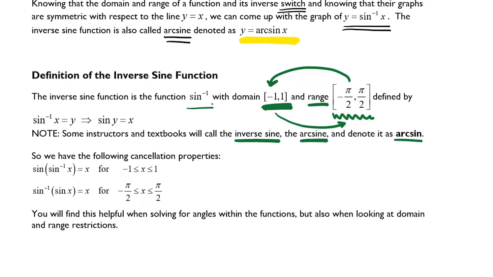Now let's look at the cancellation properties. We have sine of sine inverse of x equals x. Notice that when we looked at the sine inverse function, the domain is -1 to 1, and the range is -pi/2 to pi/2. In this case, we have sine on the outside, and the range for sine is -1 to 1. But when we have sine inverse on the outside, our range is from -pi/2 to pi/2. You will find this helpful when solving for angles within the functions, but also when looking at domain and range restrictions.